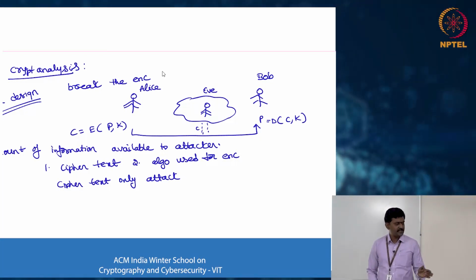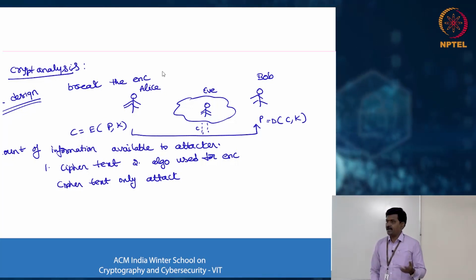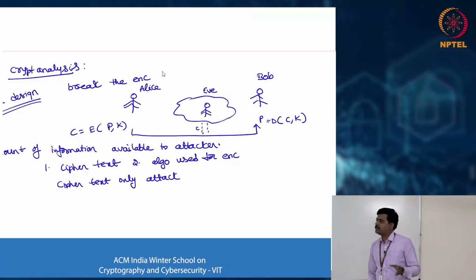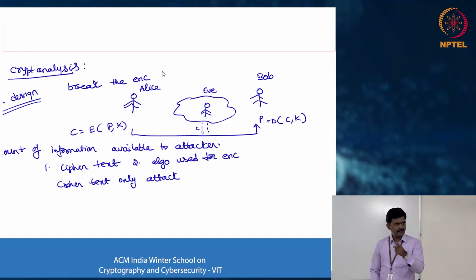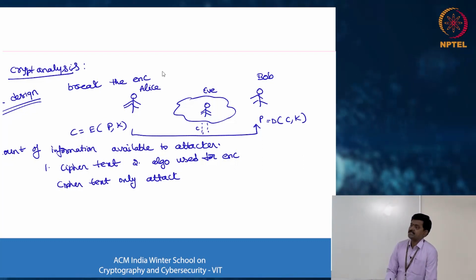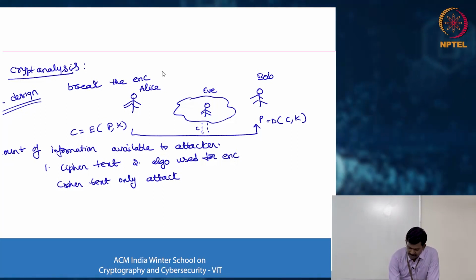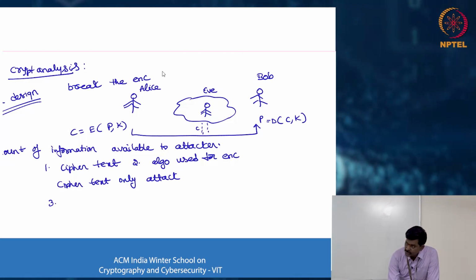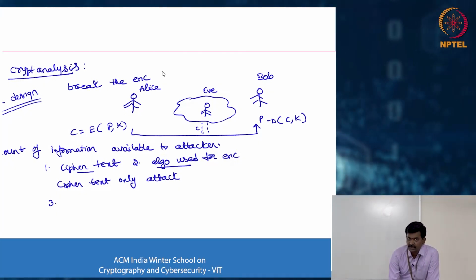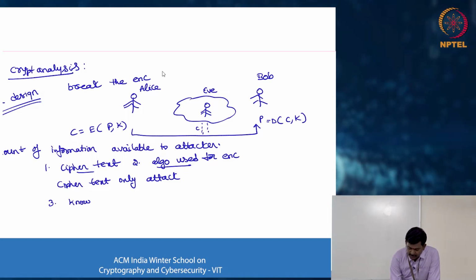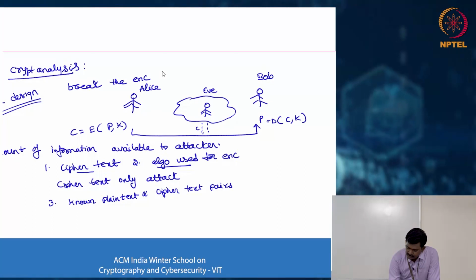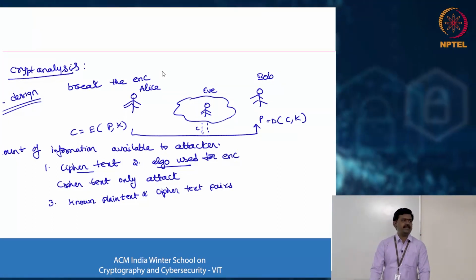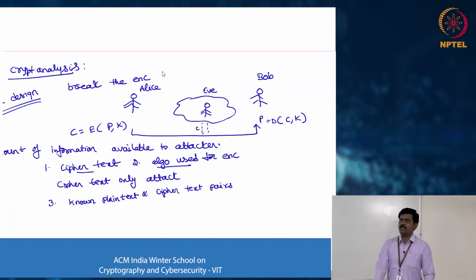But with only these pieces of information, making the attack is very difficult. Until and unless there are professionals, highly trained, skilled professionals, it is very difficult to make the attack with the very limited information that is available. What is the limited information? Ciphertext and algorithm. Now, along with these two aspects, attacker comes to know some more information. These two pieces, 1 and 2, already attacker knows. In addition to that, attacker knows plain text and corresponding cipher text pairs. He knows some plain text, and for that, some corresponding cipher text also he knows.